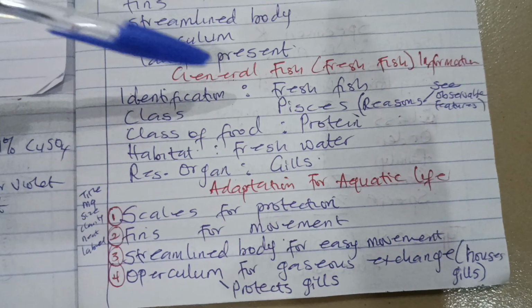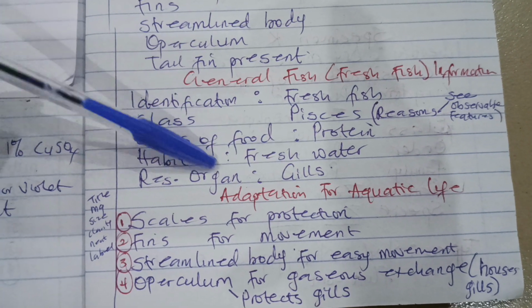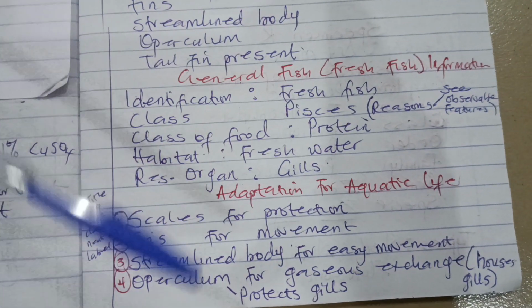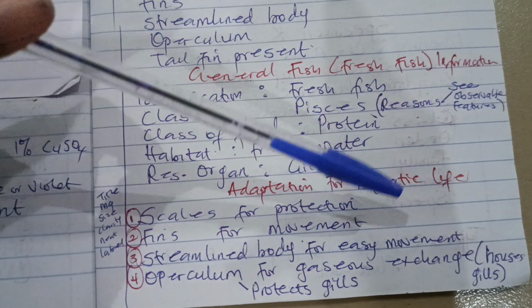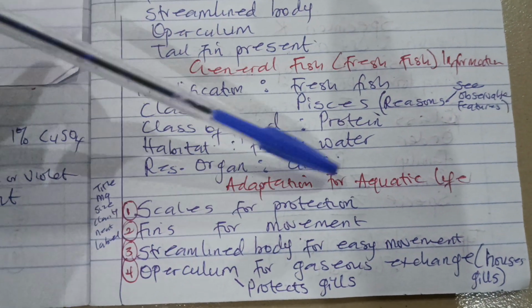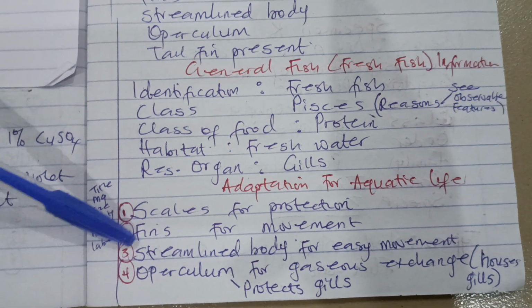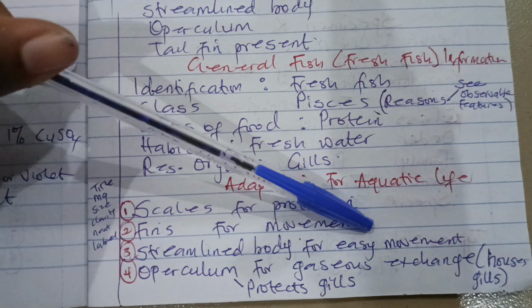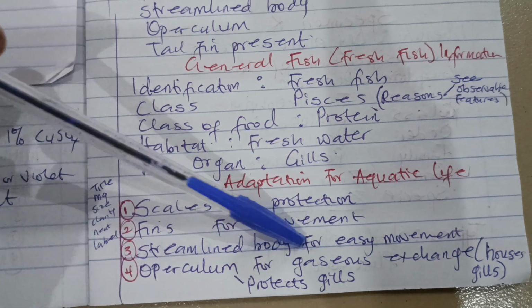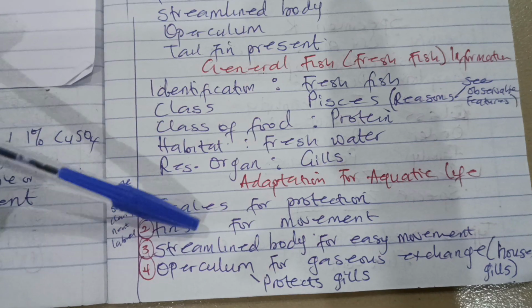Now, adaptation for aquatic life. What are the things that this animal has that make it able to live in water, that make you and I not able to live in water, but these animals can? That is what we mean by adaptation for aquatic life. First of all, scales present. It has scales for protection from injury. The fins are for movement. We're going to see this in a very short while. Then it has a streamlined body for easy movement, a body that goes like this. Yes, that's what we call a streamlined body.